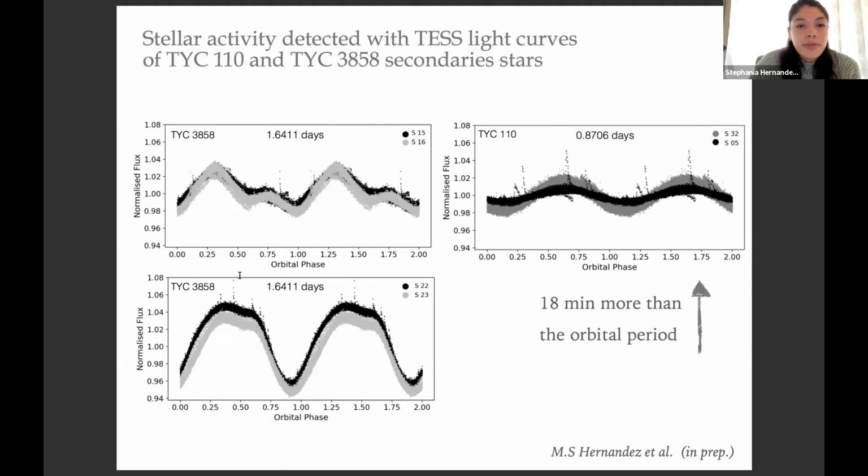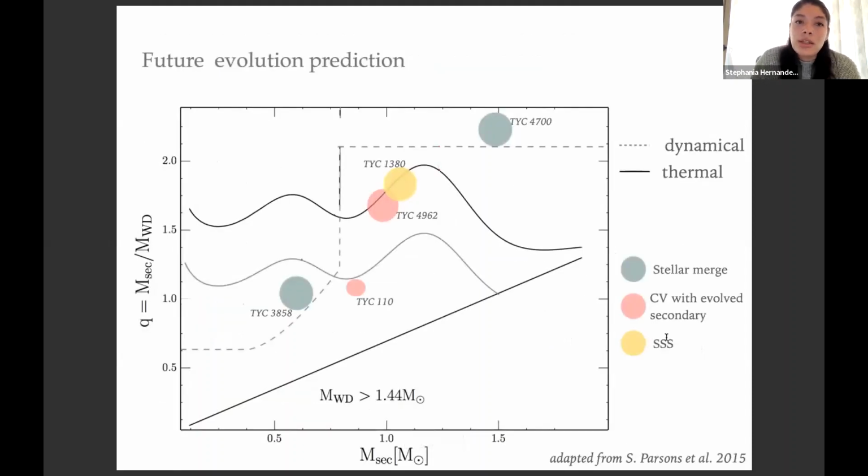Tycho 3858 shows short-living spots that appear to remain mostly fixed, and Tycho 110 shows long-living spots that migrate across a differentially rotating surface. We also perform MESA simulations to predict the future evolution of our systems.